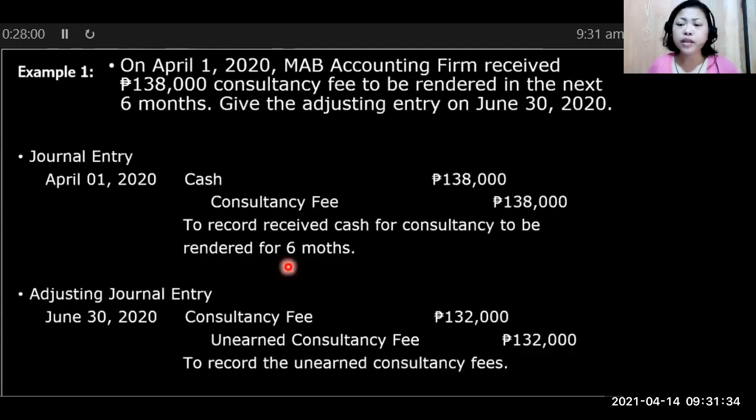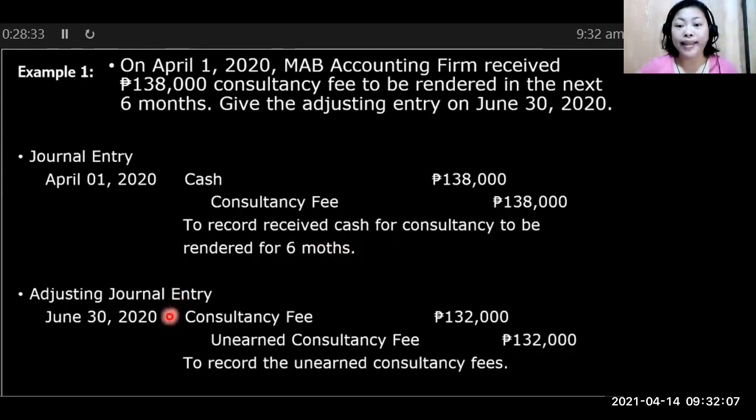Now, let's have the example. On April 1, 2020, MAB accounting firm received 138,000 consultancy fee to be rendered in the next 6 months. Let's see the adjusting entry. First, in the journal entry upon payment, of course, you debit cash, you receive cash. But look, in the income method, we already use consultancy fee instead of unearned consultancy fee or deferred consultancy fee. So that is how you record the payment.